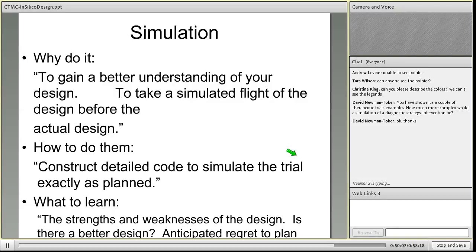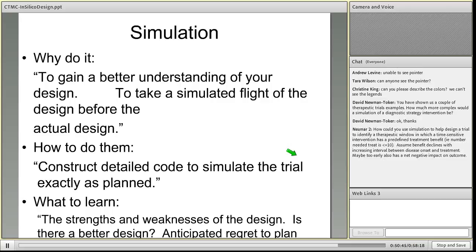What to learn? Of course, the strengths and weaknesses of the design. Is there a better design? Is there anticipated regret in my design that I could design around and worry about from the get-go, so I don't get done and say, oh shoot, it's the wrong design. We spent X amount of dollars, or Y amount of years, and we didn't get the right answer. I wish we'd have done something else. That can be seen through simulations. All right, I will stop there and entertain any questions that I may not have gotten to.